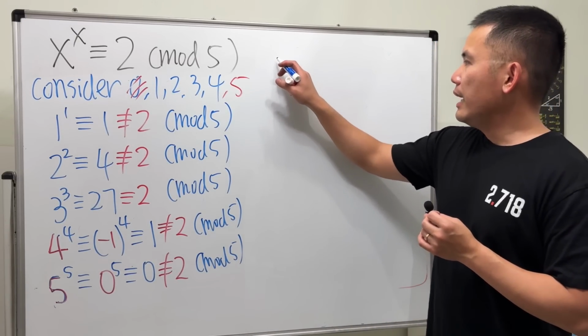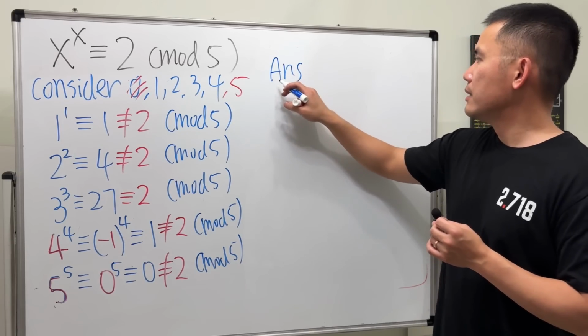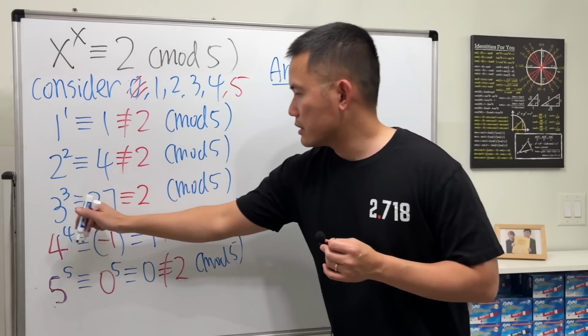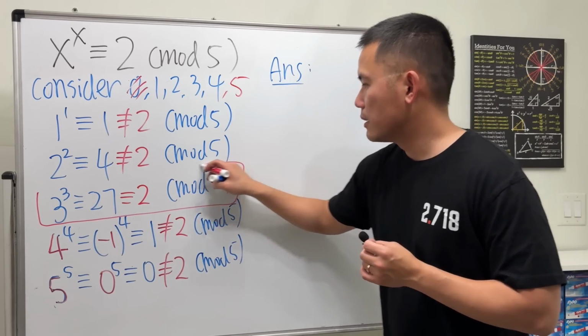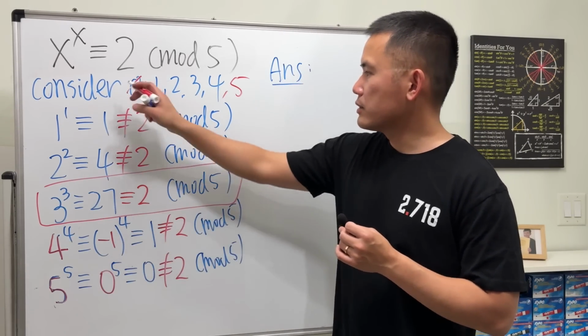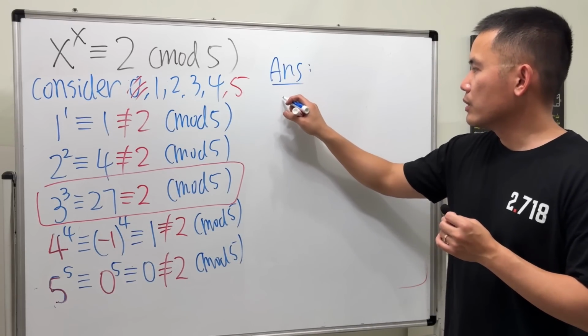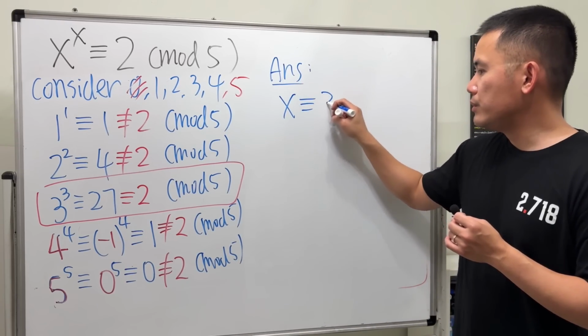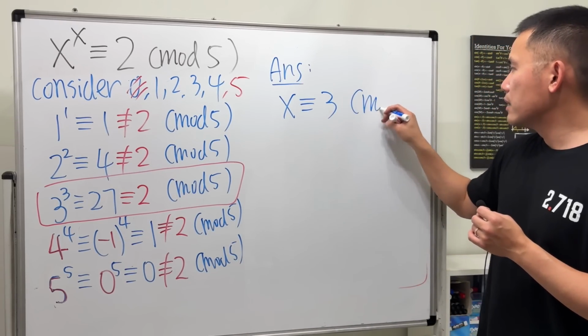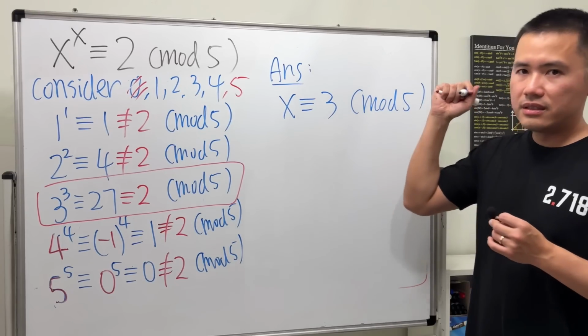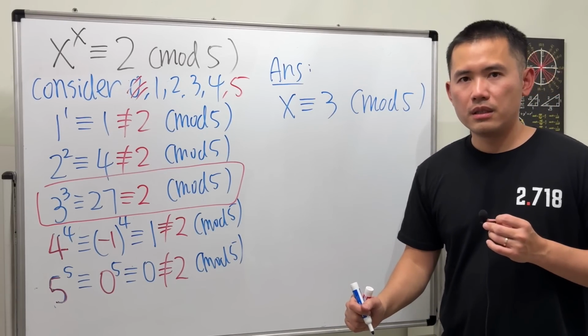Anyways, the answer looks like it's just this right here. So 3 to the 3, right? So that's when x is equal to 3. So it looks like we have x is congruent to 3 mod 5. Done. No.